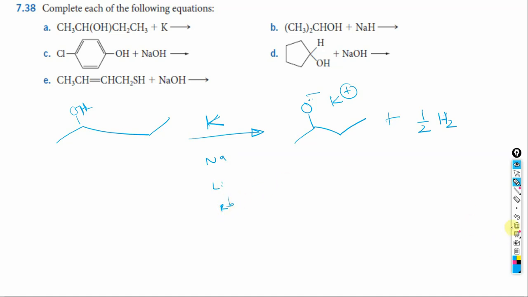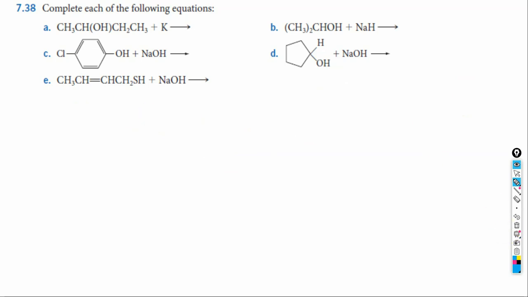Okay, so all the group 1 alkali metals are going to give you the alkoxide with hydrogen as the byproduct, and hydrogen is a gas, so you can either mention that here, or sometimes you will see an upward arrow. That means this is a gas that's going to leave the reaction mixture. Okay, that's the first one.